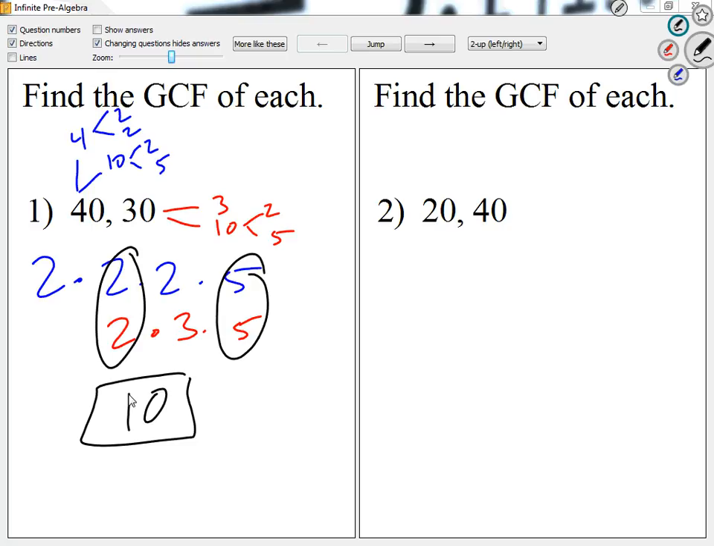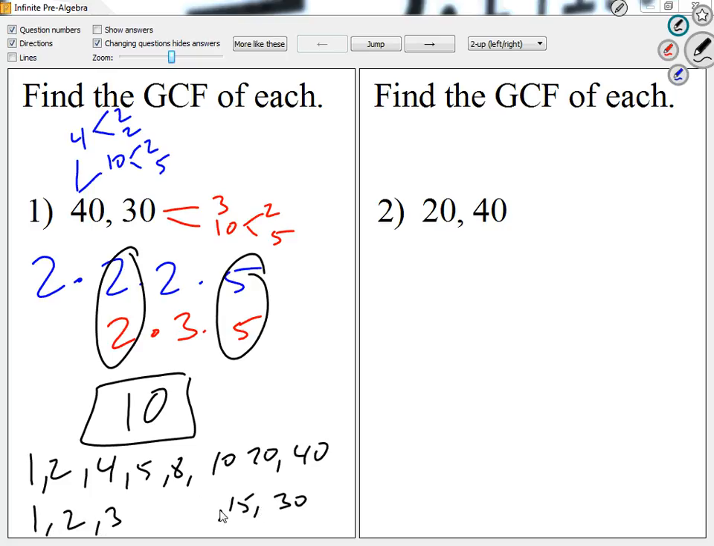Another way how to do this is making the list. Of 40, I'm going to go 1 times 40, 2 times 20, 4 times 10, and 5 times 8. For 30, I'm going to go 1 times 30, 2 times 15, 3 times 10, and 5 times 6. And I notice that the biggest number that they both have is 10. Once again, do it prime factorization, or do it making the list, however you wish.